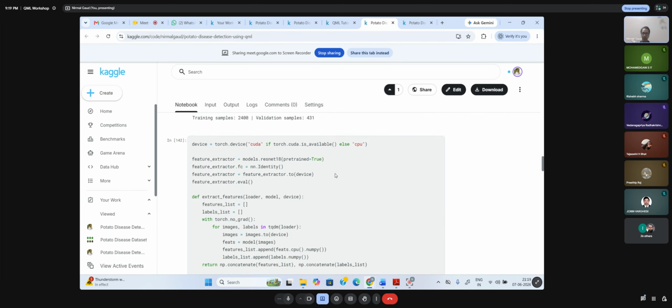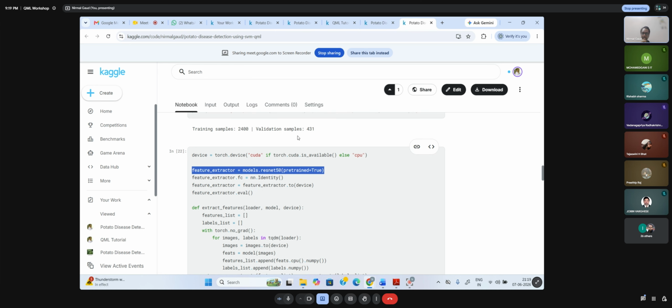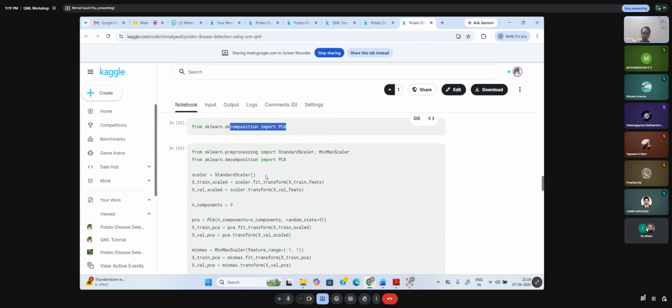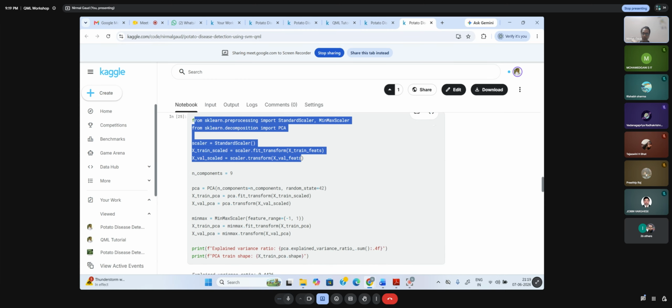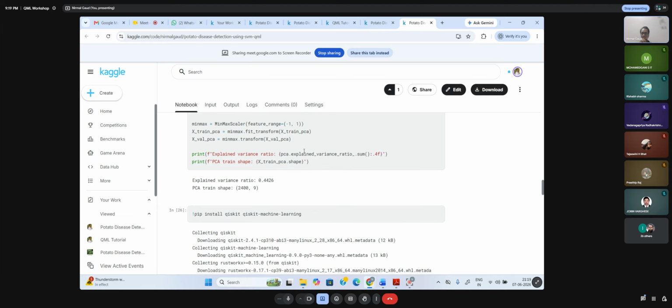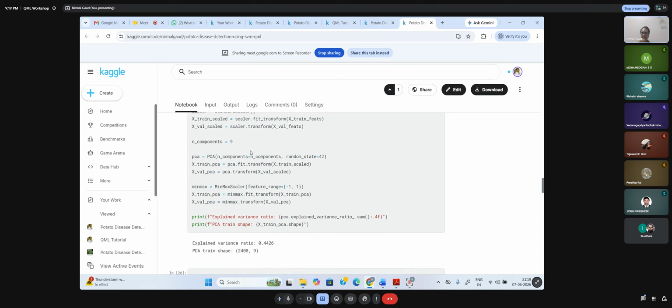So, here, ResNet 18, pre-trained true. Got it. Then, same code. Then PCA, same code, same code. I took PCA number of components 9 here.